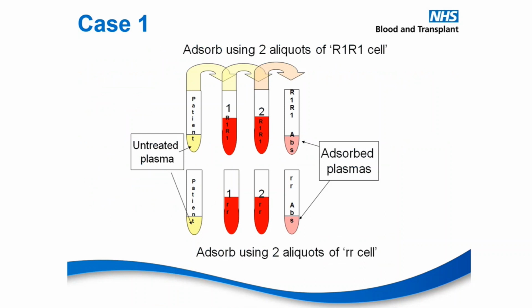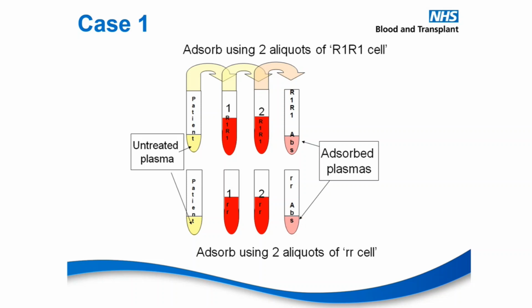So this is just highlighting how we're doing the serial absorption. On the left-hand side, we've got the patient's untreated plasma, which will undergo two different serial absorptions, one with the R1 cell, one with the little r cell. These are incubated at each step, spun down, and then at the end, we have our absorbed plasma. So we're absorbing using two different aliquots, two serial absorptions.